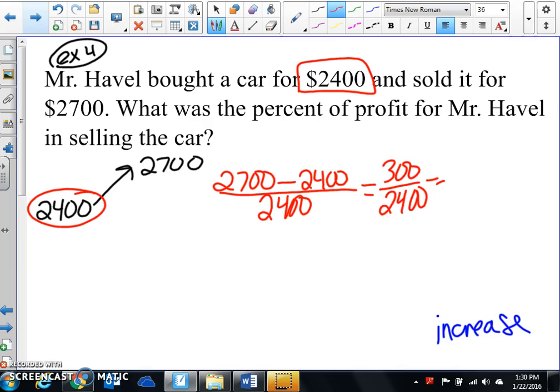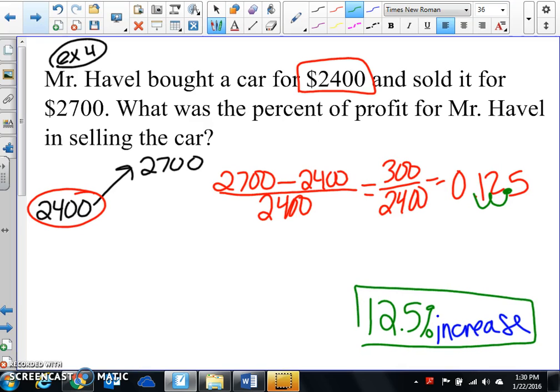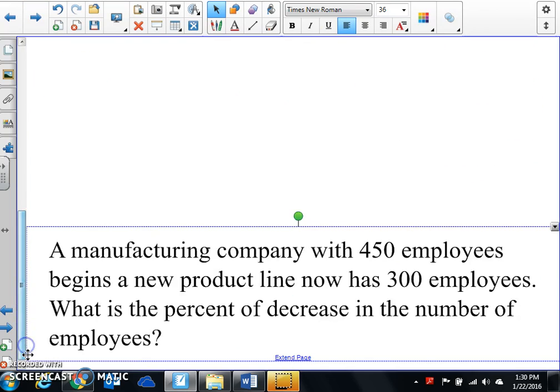And then I just divide. And I get this in my calculator. And then once again, I change that into a percentage by going to the right twice. So this is a 12.5% increase. I think I have one more word problem down here. Yep.